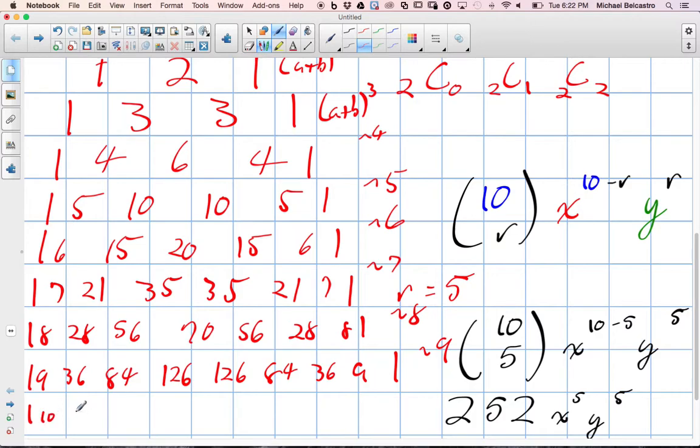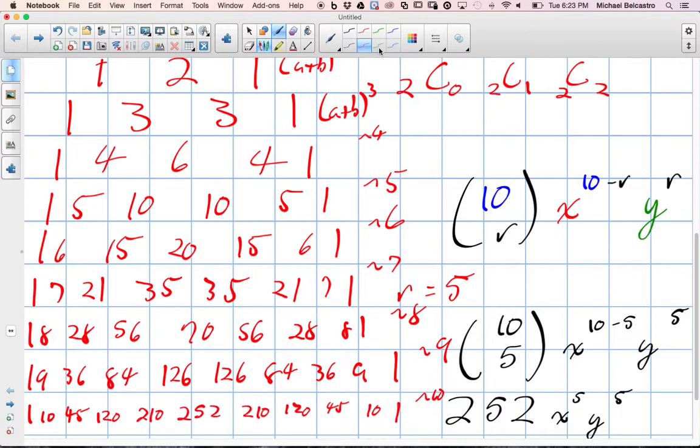1, 10, 9 and 36 should be 45. This will be 90, 120. So see how very ugly this gets. 30 plus 80 is 210. This becomes 252. And then 210, 120, 45, 10, and 1. And that's to the power of 10.